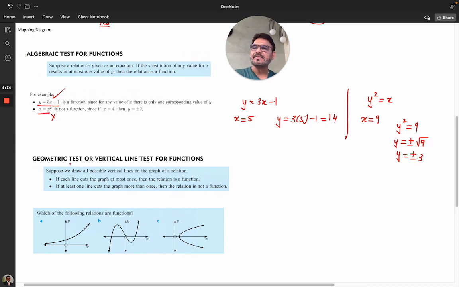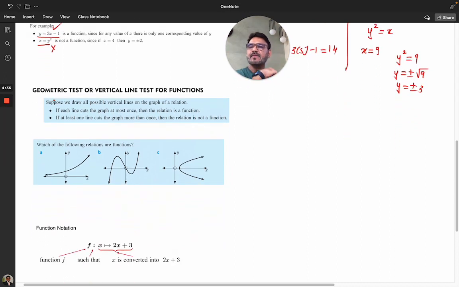The third example that you need to know is the geometric test, or the vertical line test for a function. Suppose we draw possible vertical lines on the graph. If each line cuts the graph at most once, then the relation is a function. If at least one line cuts the graph more than once, then the relation is not a function. So if it cuts more than once, it is not a function. At most once, it is a function.